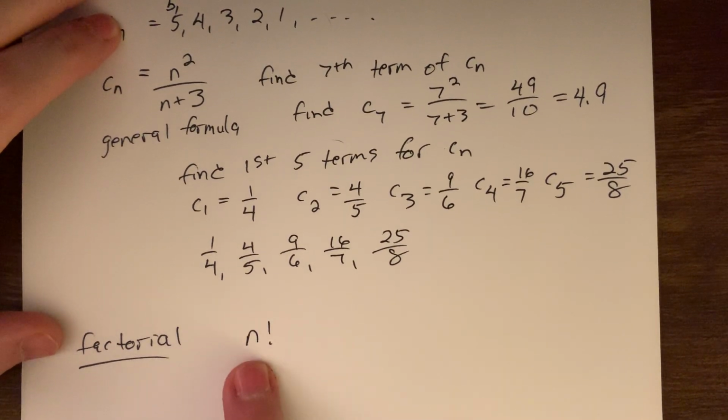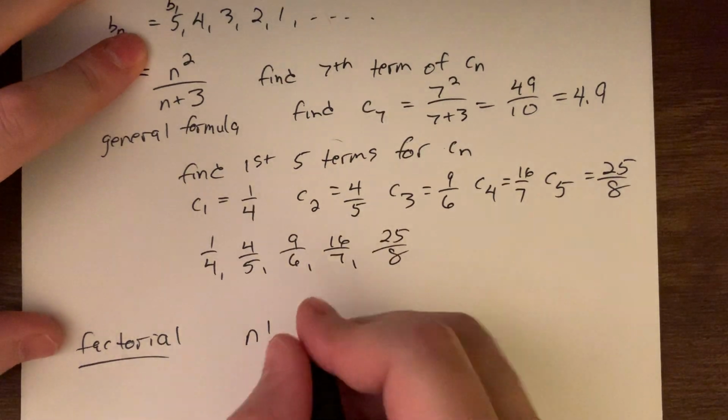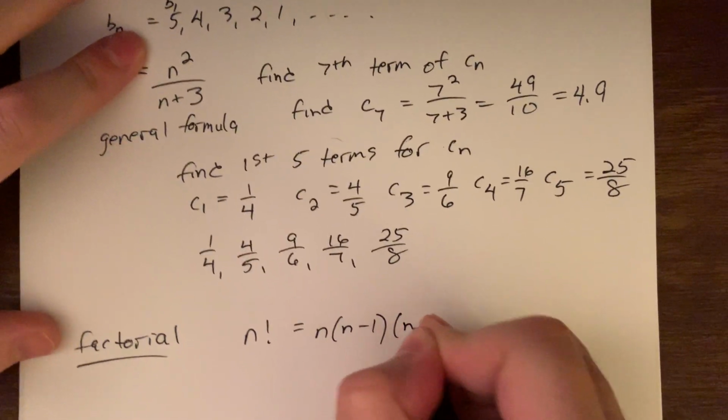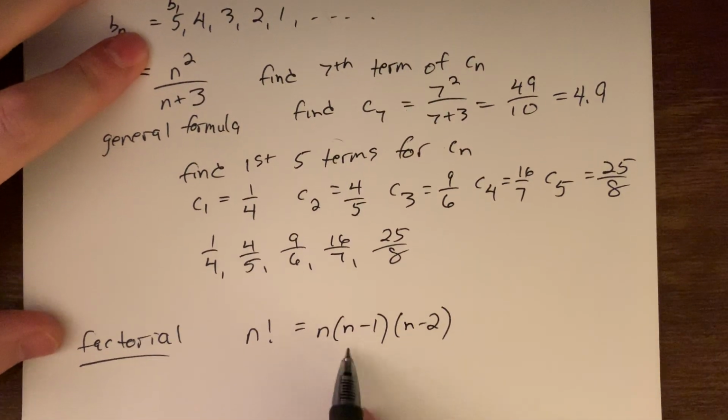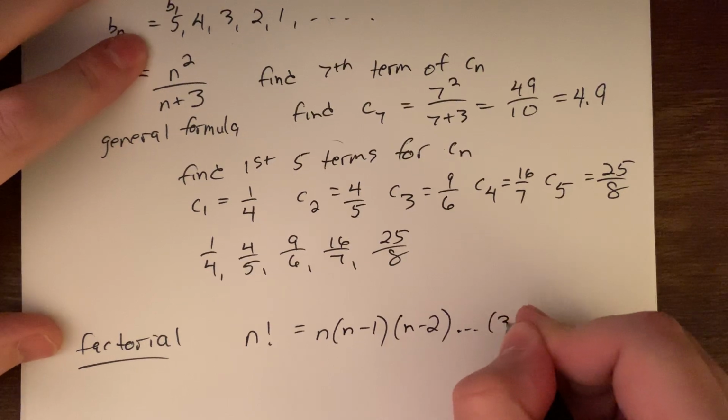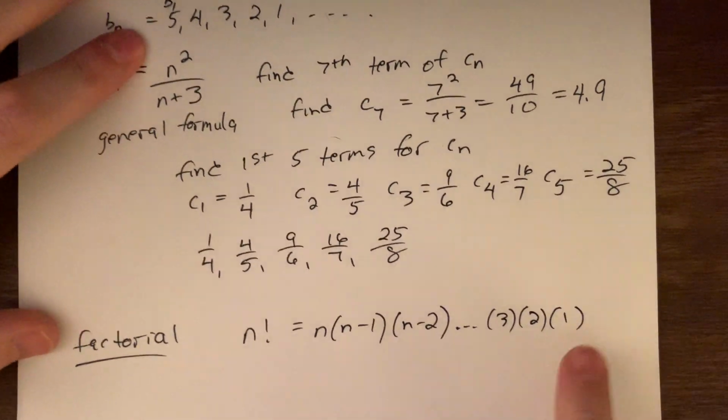So the idea generically of n factorial is that you multiply the number n times n minus 1 times n minus 2, and you just keep subtracting 1 and multiplying until you get down to the number 1.